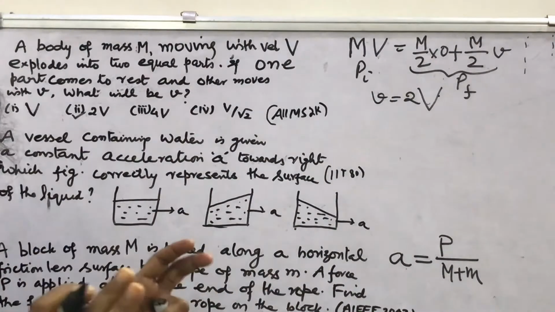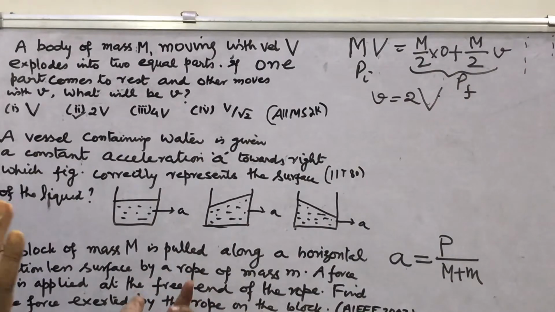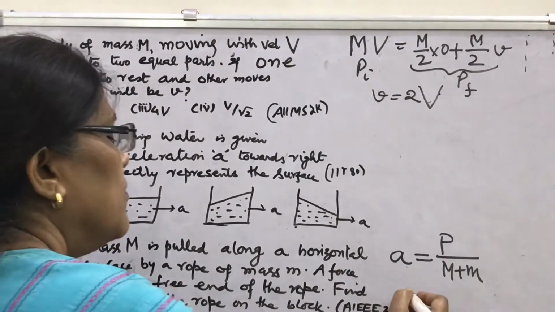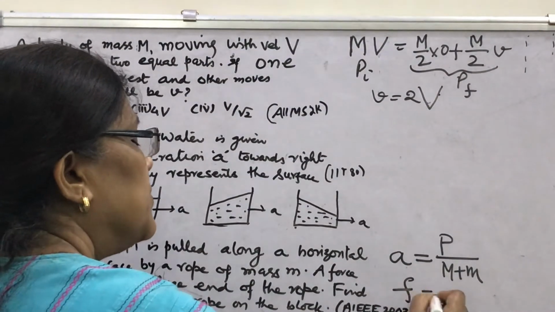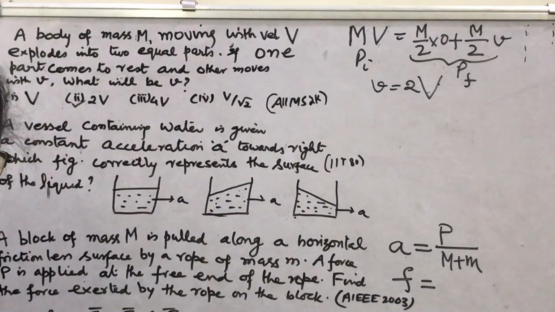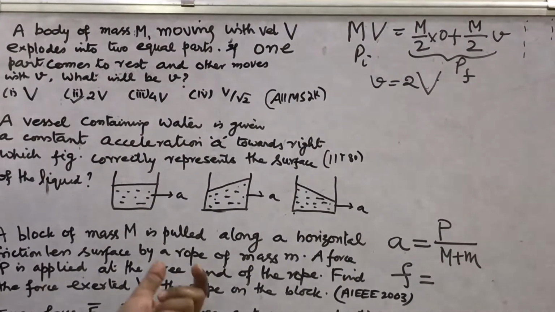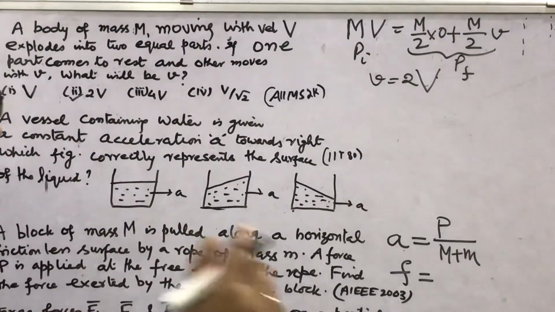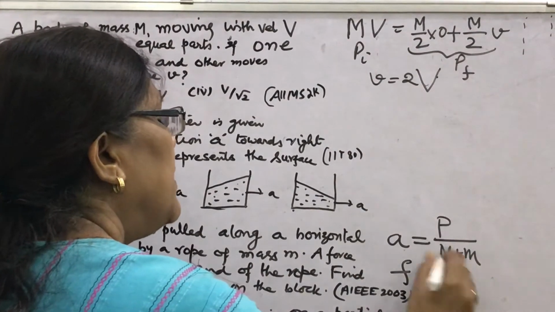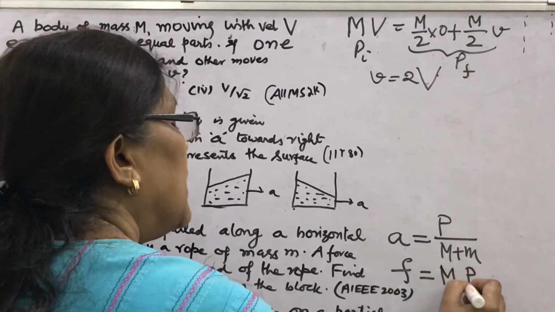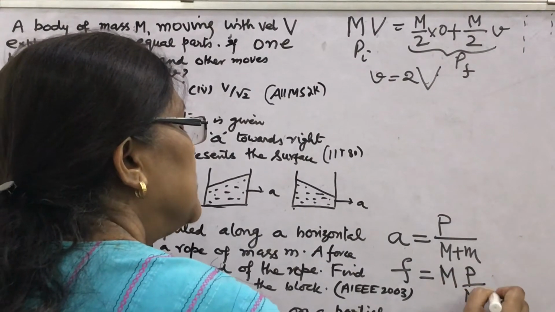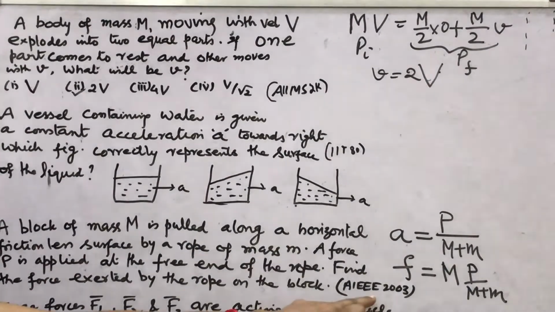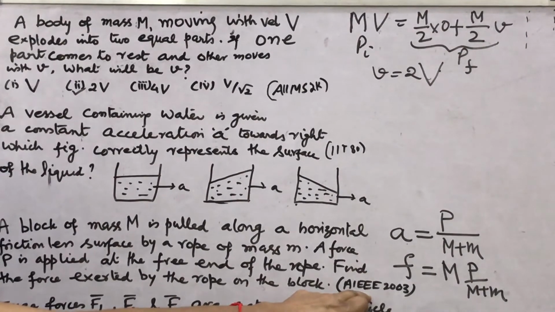Then how much force is exerted by the rope on the block? How will you find it? F equal to ma. Then what is the mass of the block? Capital M, it is given here, into a. Put the value of a. What is a? P upon M plus m. So as per the given situation, you have to put the values. This question was asked in AIEEE 2003.